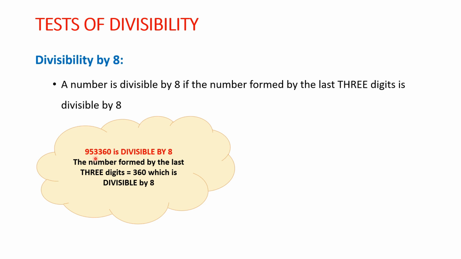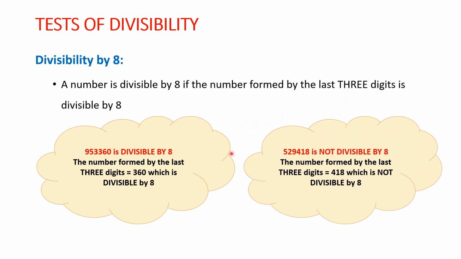Let's consider the numeral 953360, and this is divisible by 8 because the number formed by the last 3 digits is 360 and 360 is divisible by 8. Therefore, the given numeral is also divisible by 8. Let's take another example 529418, and it is not divisible by 8. Why? Because the number formed by the last 3 digits is 418 and it is not divisible by 8. Therefore, the given numeral is not divisible by 8.